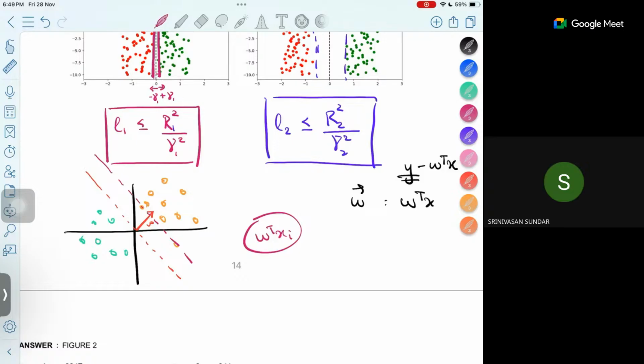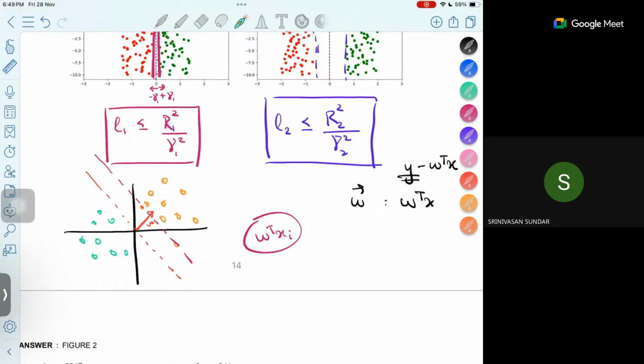Because what is W transpose Xi? It's basically a projection of Xi on W, the scalar projection rather. Which means that if I project this point on W, the length along W is only this much. And if I project this point along W, still the length along W is only this much.